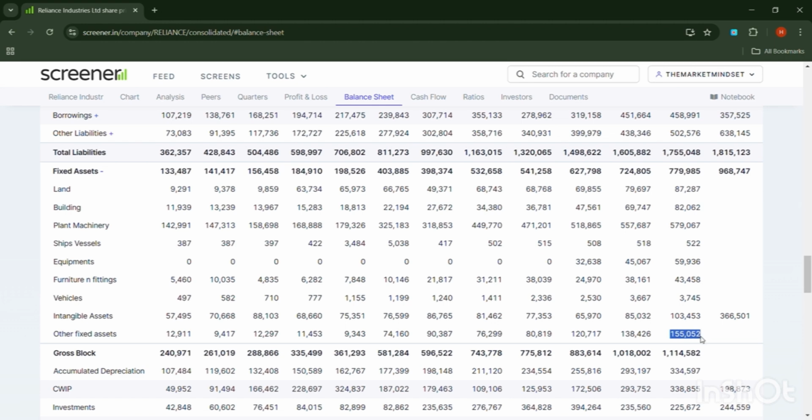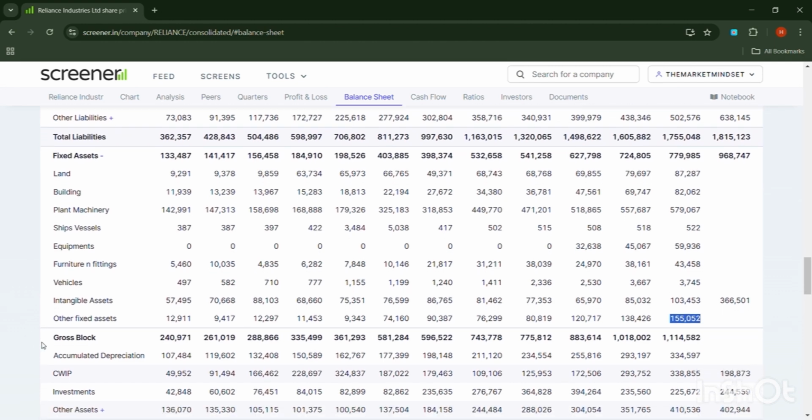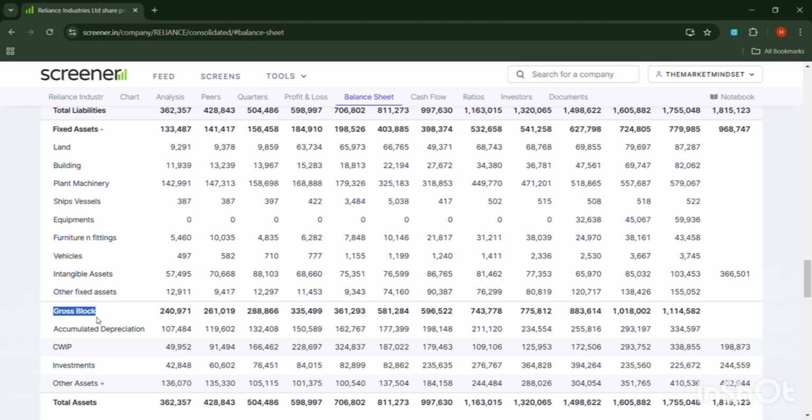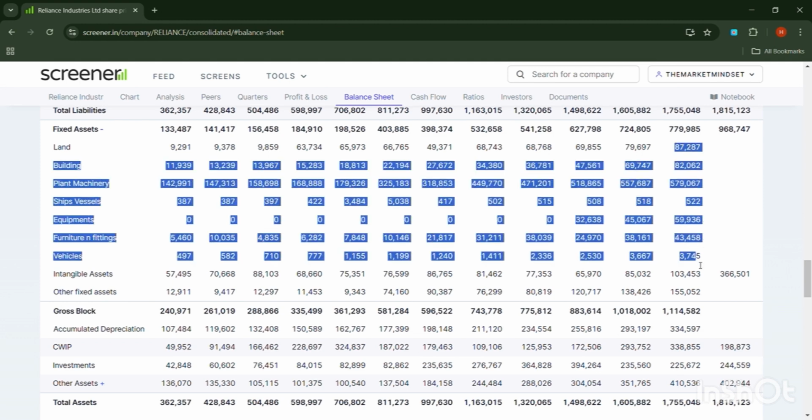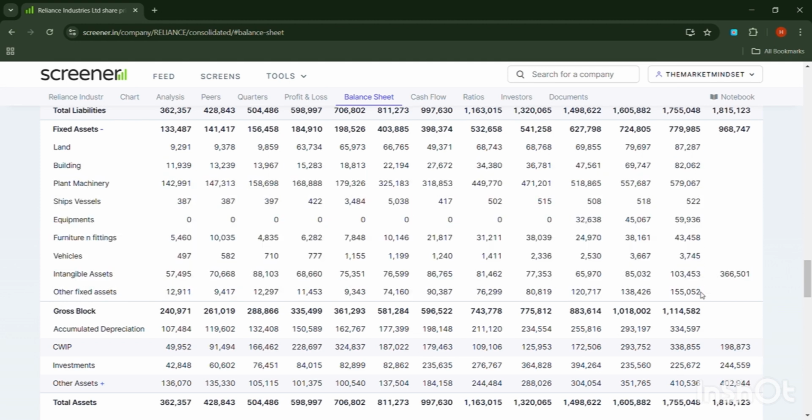Next comes the gross block, which is very much important. Gross block is the sum of all the fixed assets that I have explained to you right now. So if the gross block of a company is increasing, it shows that the company is trying to expand its capacity, trying to put money in infrastructure development, which is a green flag in any company.